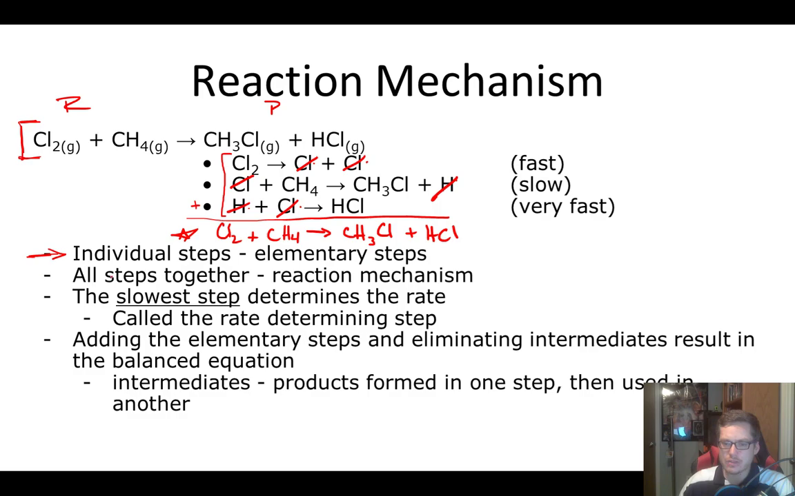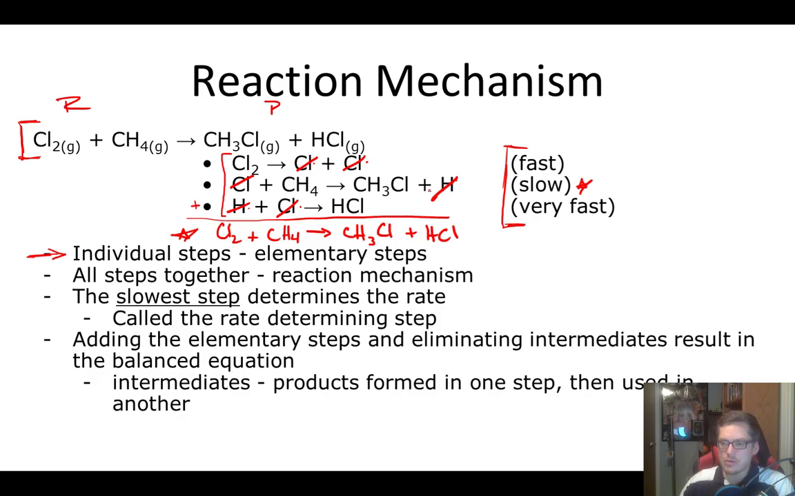So this is called a reaction mechanism, all these steps combined. Individually they're elementary steps, and all of them together form a reaction mechanism. Whenever you see a reaction mechanism, you'll always see the steps labeled with speeds. The most important part of this is the slowest step. We're always looking for which step here is going to be the slowest step.